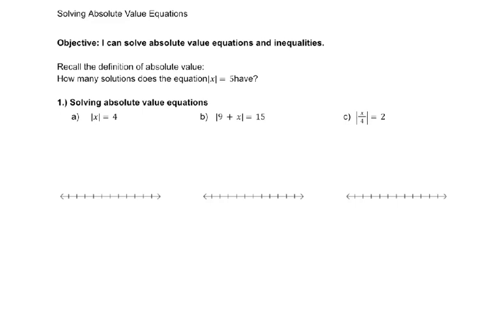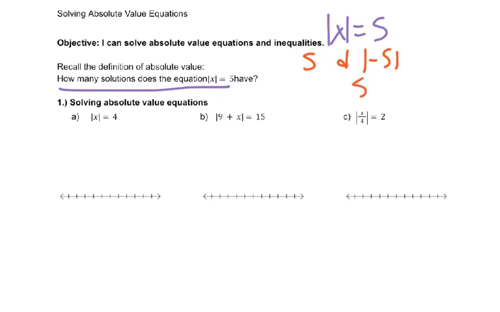How many solutions does the equation, the absolute value of x equals 5, have? Well, the absolute value of what equals 5? Well, 5 obviously, and the absolute value of negative 5. So it could be 5 or negative 5. So in these absolute values, they have two solutions.